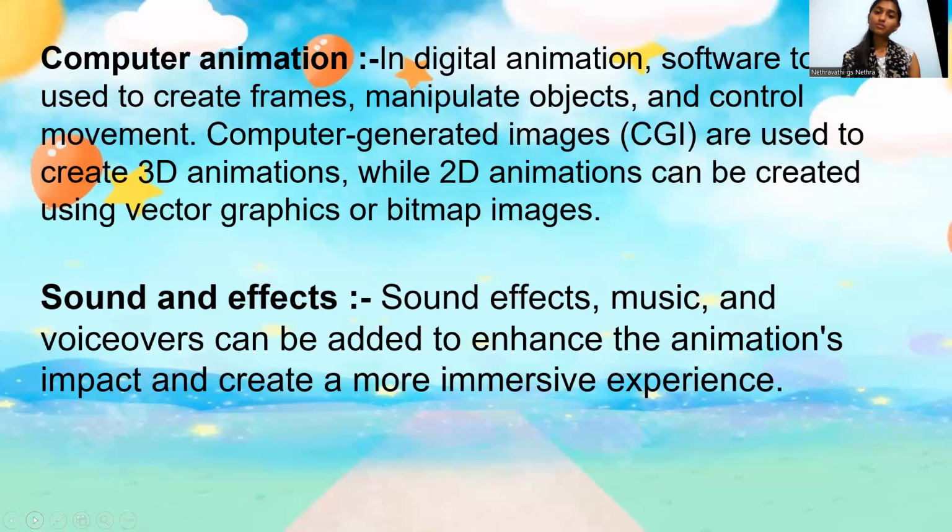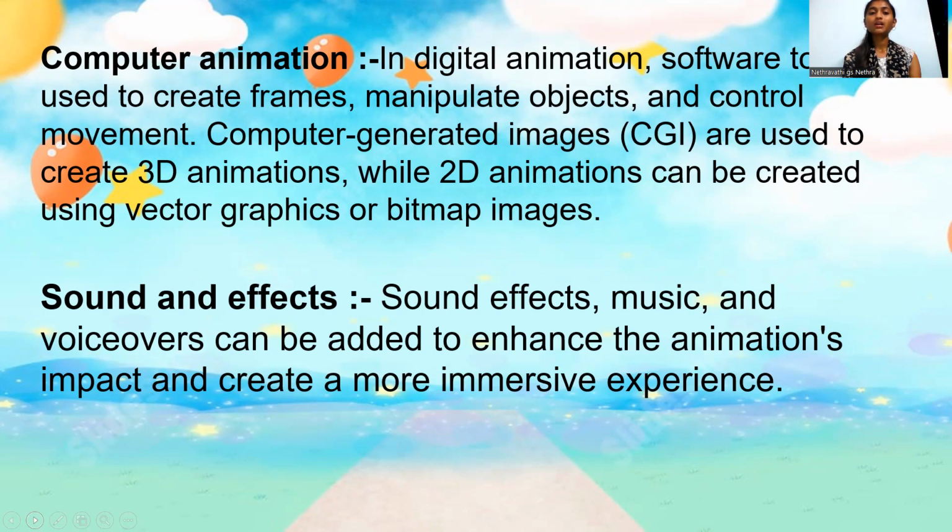Next is computer animation. In digital animation, software tools are used to create frames, manipulate objects, and control movements. Computer-generated images like CGI are used to create 3D animations, while 2D animations can be created using vector graphics or bitmap images.